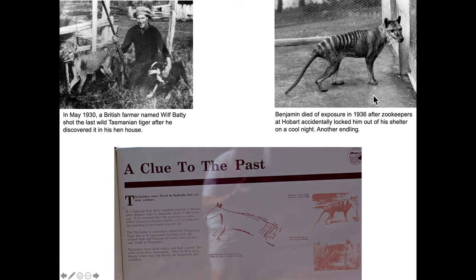Another example is from Tasmania. The Tasmanian tiger here, which is a thylacine, the genus and species name meaning dog-headed with a pouch. These are carnivorous marsupials. Essentially, you can think of them as kangaroos that have converged evolutionarily into a dog-like creature. In May 1930, a British farmer named Wilf Batty shot the last wild Tasmanian tiger as he caught it invading his hen house. This is a photo of Wilf with his trophy here.